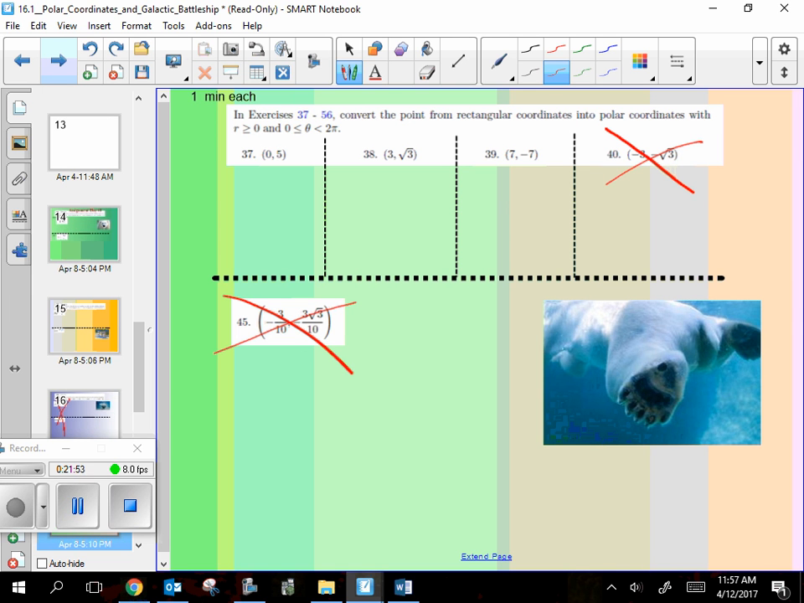Since we're on this page anyway, let's start here. And it says, convert from rectangular into polar? What? We didn't ever do that. Well, you can figure it out. Over 0, up 5, would you agree that that's my spot? It's really not too hard. It's actually way easier. So now I just got to tell an R and a theta. What's my R? What's my theta?